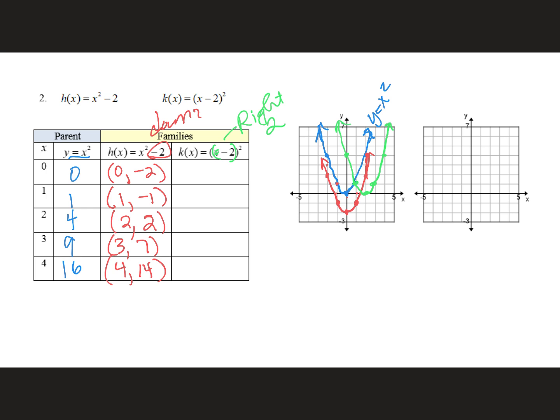And again, we're changing x values there. So instead of 0, 0, I'm at 2, 0. Instead of 1, 1, I'm at 3, 1. Instead of 2, 4, I'm at 4, 4. Instead of 3, 9, I'm at 5, 9. Instead of 4, 16, I'm at 6, 16. So you get the idea. When we're moving left and right, we're affecting the x coordinates. When we're moving up and down, we're affecting the y coordinates.